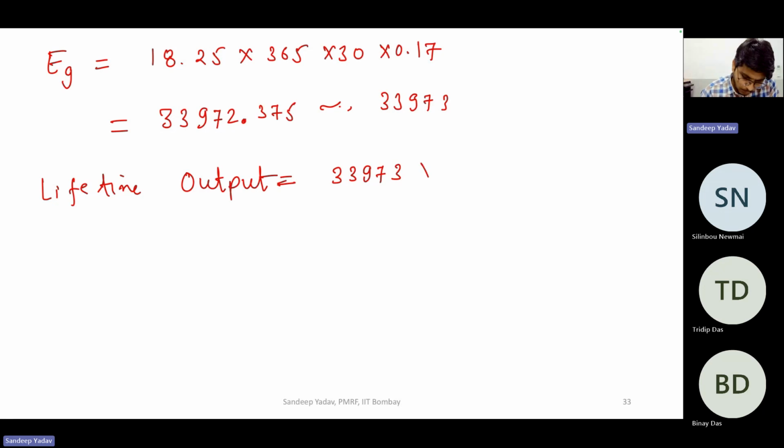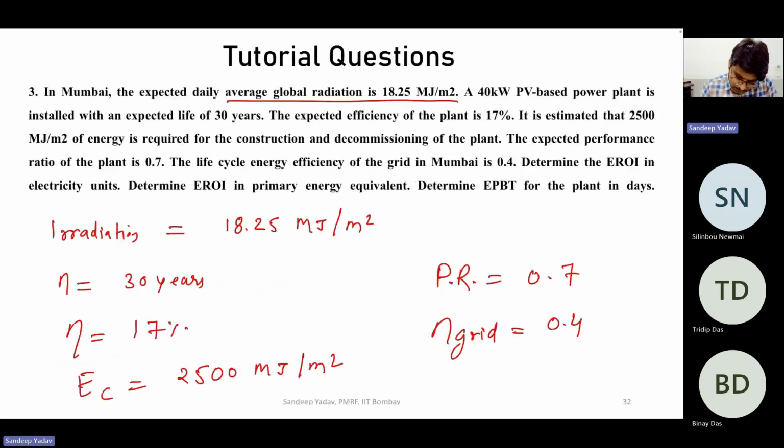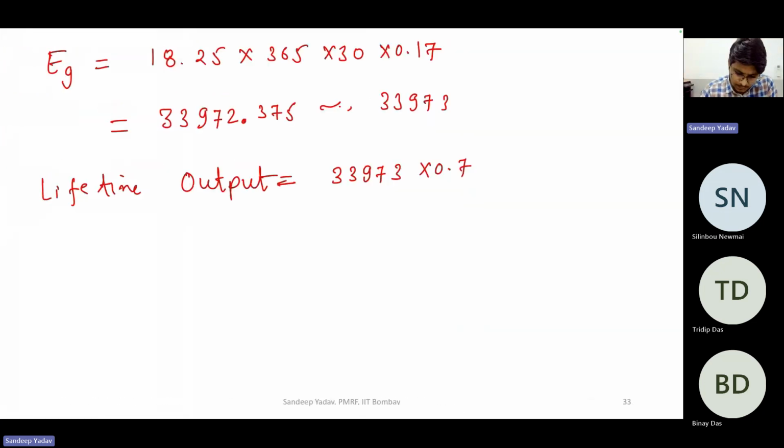33973 into 0.7, because here it is given the performance ratio 70%. So we have to just multiply it. Finally, we will get 23781, if you round off. Now we know the lifetime output.